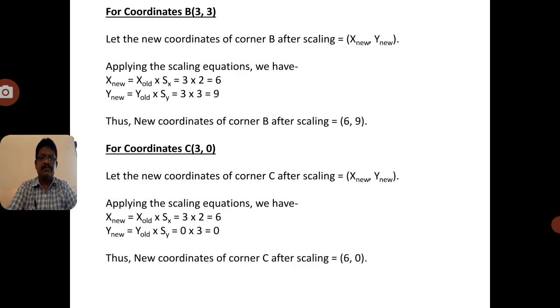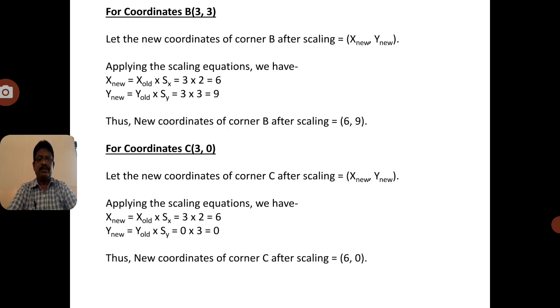Similarly, we can find it for coordinate B of (3, 3). For the new coordinates we have to find x new and y new, where x new equals x world into Sx towards the x-axis. Already the given Sx equals 2. The coordinates are given as B (3, 3), so the x world value is 3. 3 into 2 equals 6. And the y new value will be y world into Sy, which equals 3 into 3, that equals 9. So the new coordinates for B after scaling is (6, 9).